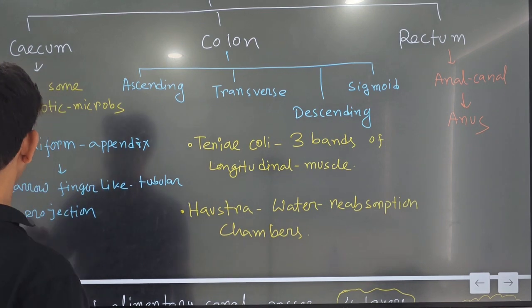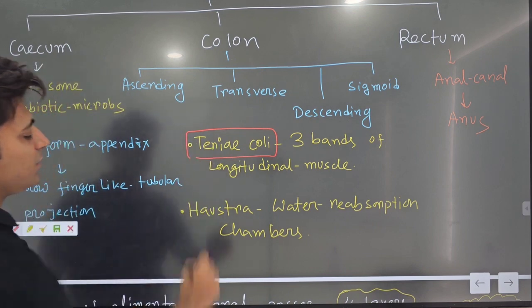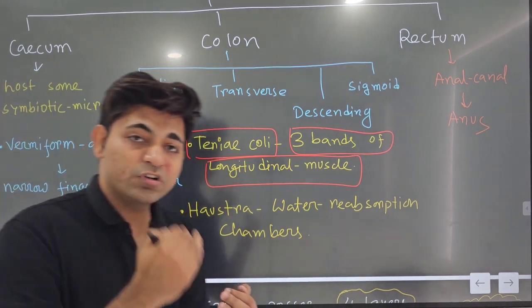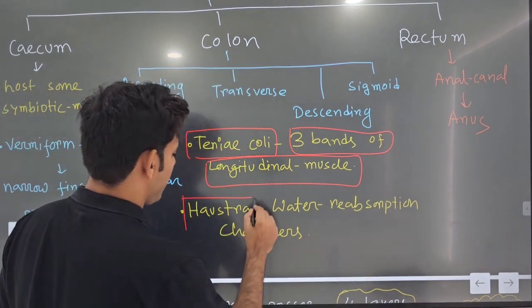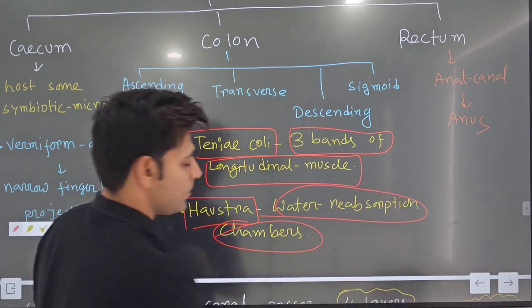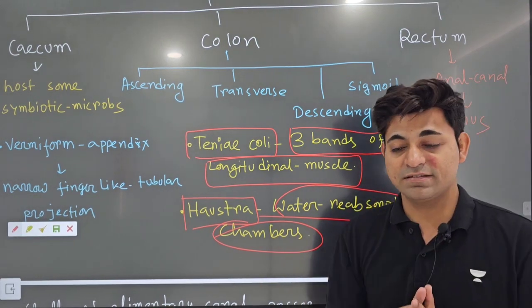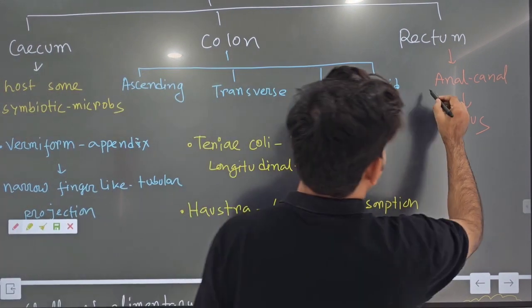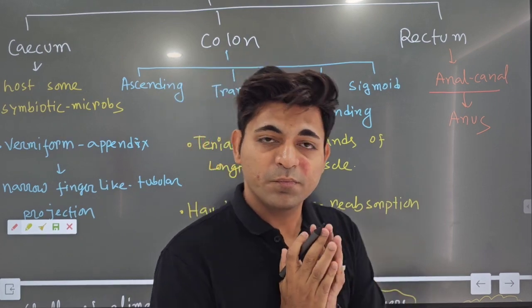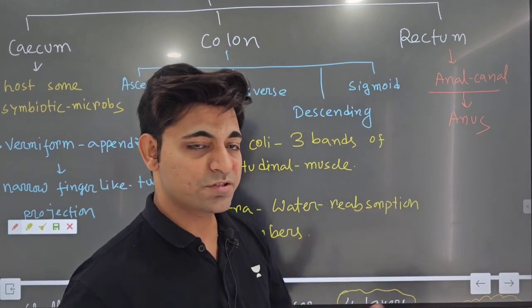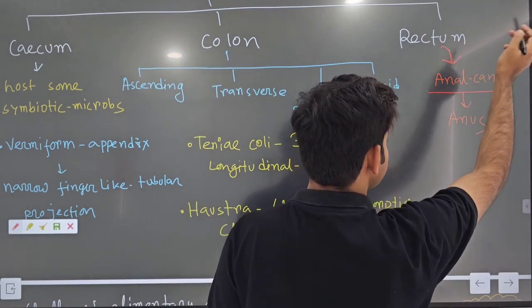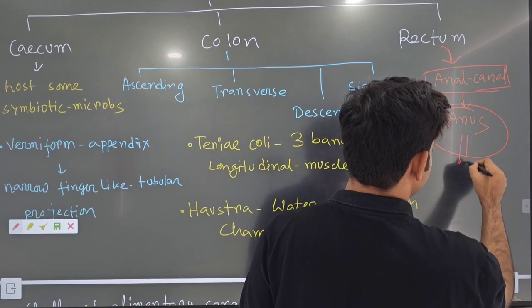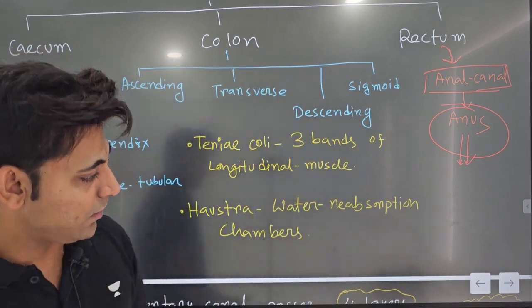So that's why it's written: taenia coli, three bands of longitudinal muscle present on the outer surface of the large intestine. Haustra, water reabsorption chambers made up of these longitudinal and circular muscles. Rectum, temporary storage of stool or fecal matter. When it's filled, then it will expel the feces or defecate the stool through the anal canal, and the anus is the portion through which ultimately elimination of feces will be done.